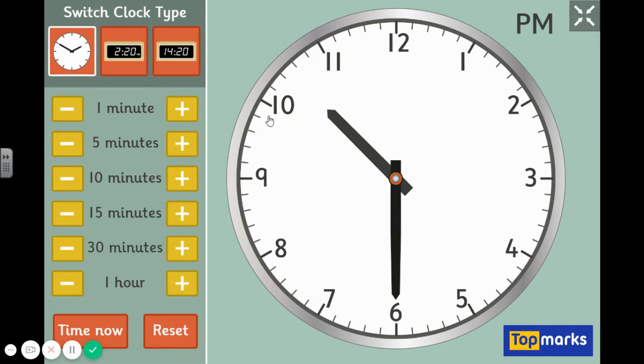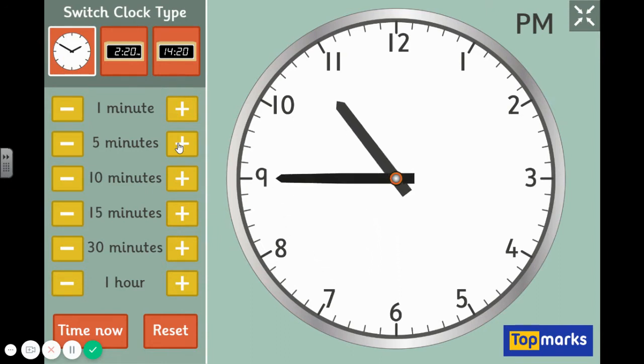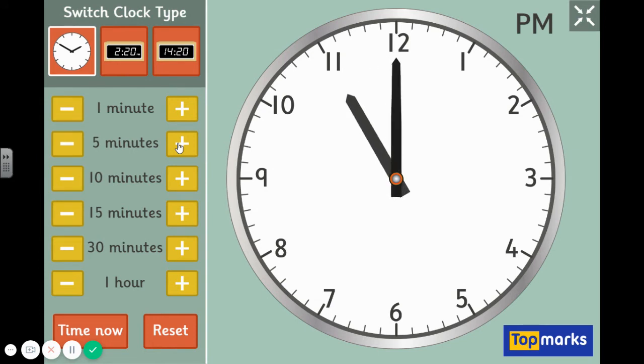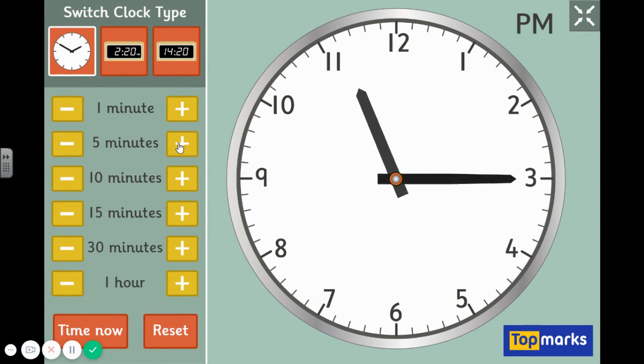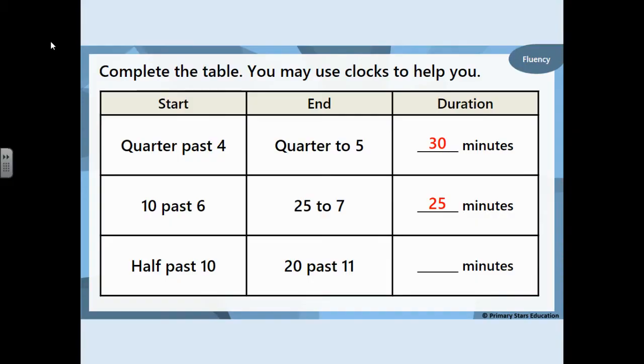Right, let's do that. So 5, 10, 15, 20, 25, 30, 35, 40, 45, 50. So I was on 10:30 and I've come all the way to 20 past 11, and that was 50 minutes. The duration is 50 minutes.